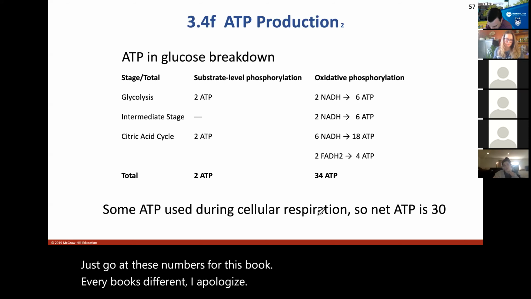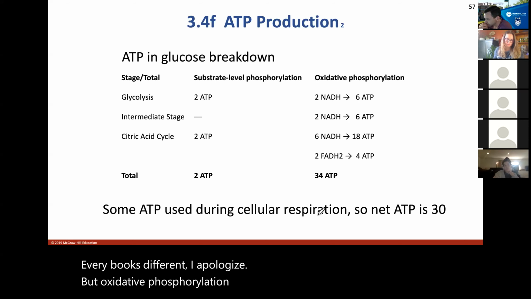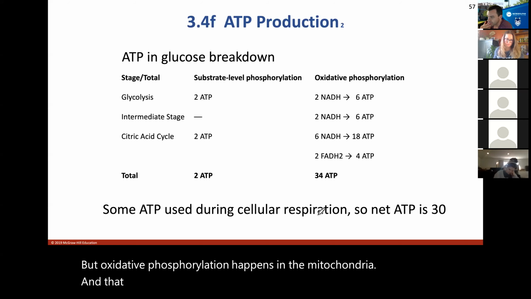But oxidative phosphorylation happens in the mitochondria. And that big yield of it is going to be there within the electron transport chain.